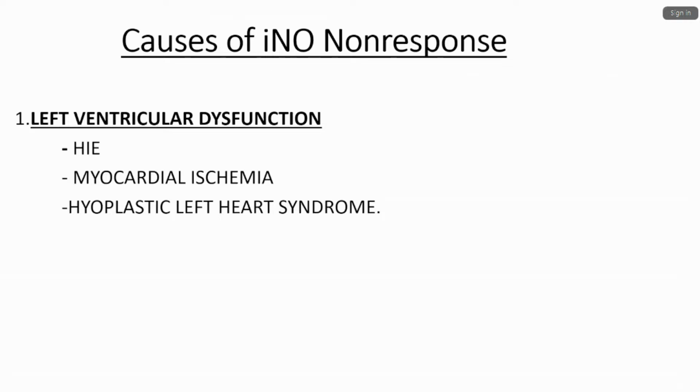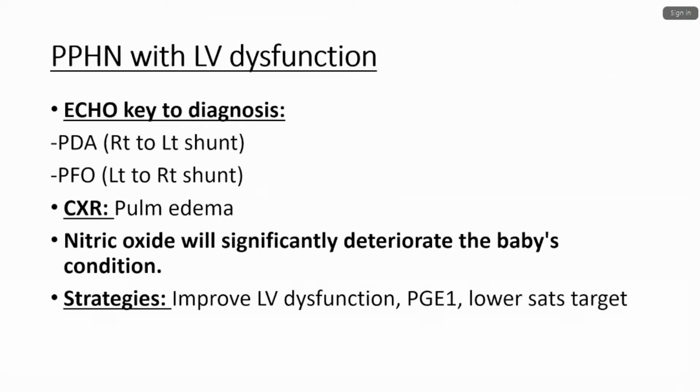Mainly the first thing is left ventricle dysfunction. The most common causes are birth asphyxia, myocardial ischemia, or heart conditions like hypoplastic left heart syndrome. What happens is, because of the non-functioning of the left ventricle, there will be an increase in pressure in the left atrium. That leads to increased pulmonary congestion already. And once we start iNO, it will lead to further pulmonary congestion, which leads to pulmonary edema. That's why in left ventricle dysfunction, iNO is avoided.